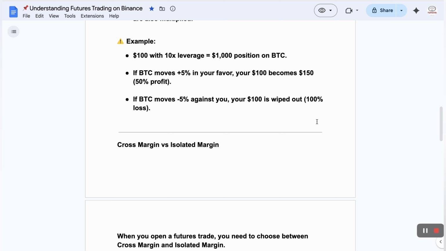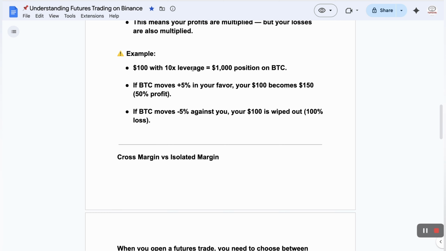You can see that is the difference. You have to understand what adding leverage does. Let me explain again. $100 with 10x leverage will give you a $1,000 position on BTC. If BTC moves 5% in your favor, your $100 becomes $150, which is 50% profit. But if BTC moves 5% against you, your $100 will be wiped out, 100% loss.